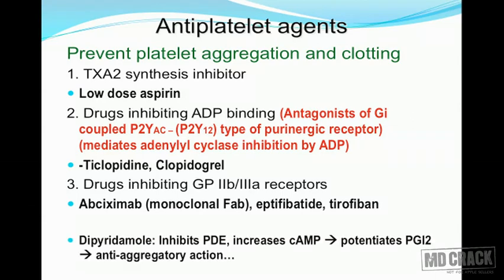So what I have done in this classification is I have just told you the major important antiplatelet drugs according to their mechanism of action. Let's revise. Affecting thromboxane A2 is aspirin, low dose aspirin.